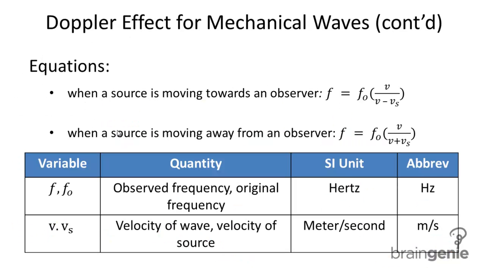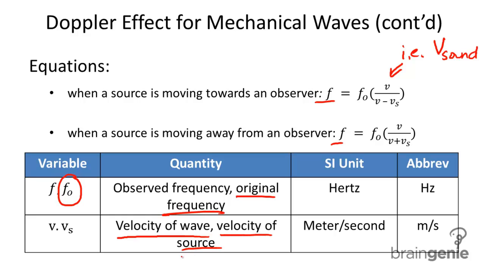Okay, here are the important equations. When a source is moving towards an observer, we have this equation here. F0 is the original frequency, and F is the observed frequency. V is the velocity of the wave. Typically, when we talk about the Doppler effect, we talk about sound, so this would be the speed of sound. And Vs, or V sub s, is the velocity of the actual source.